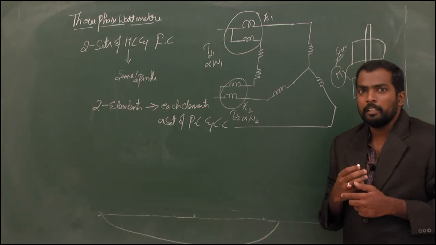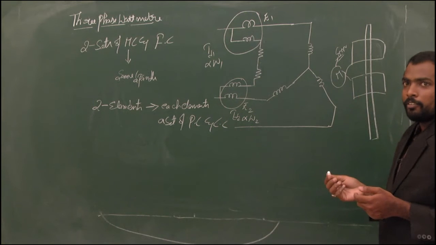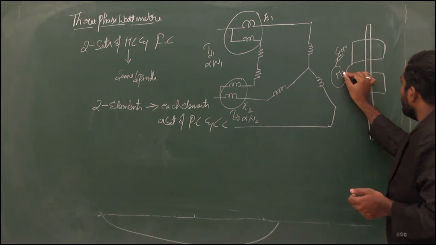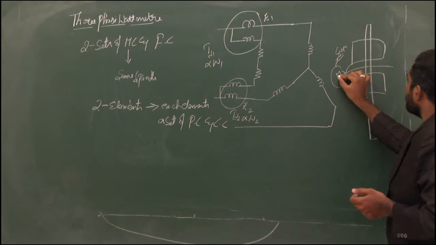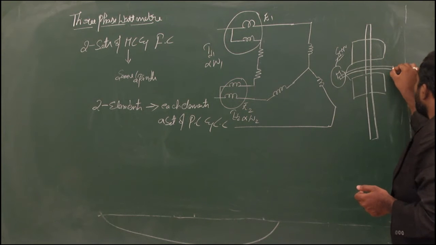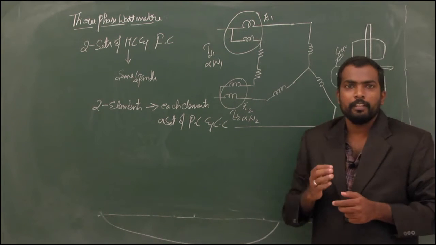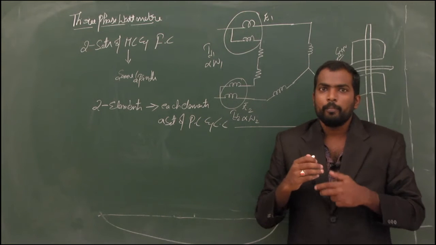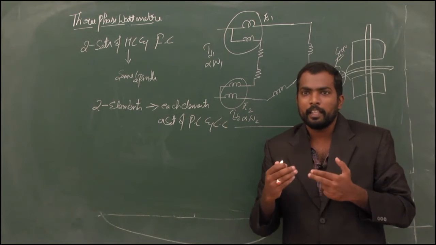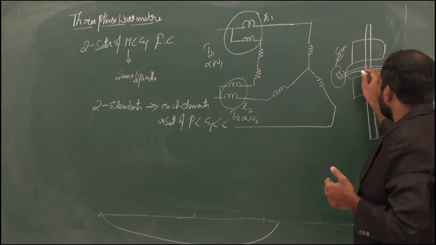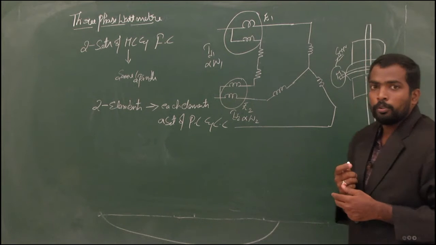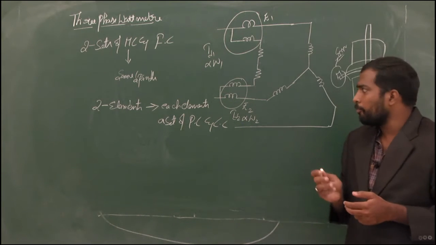In order to isolate this error, we place a laminated steel between these two coils. That means by placing a laminated iron between these two coils, we isolate the error due to mutual interference.